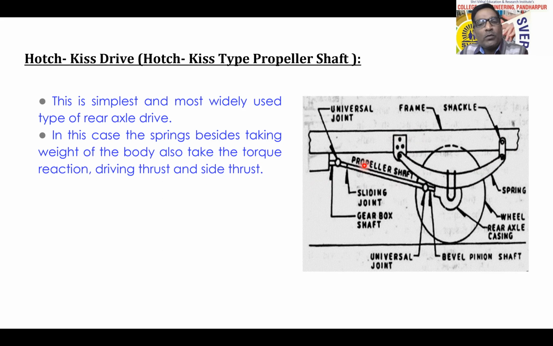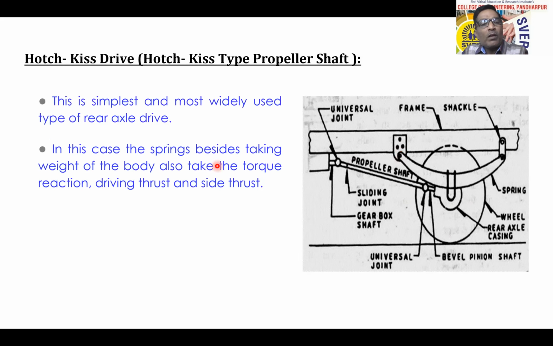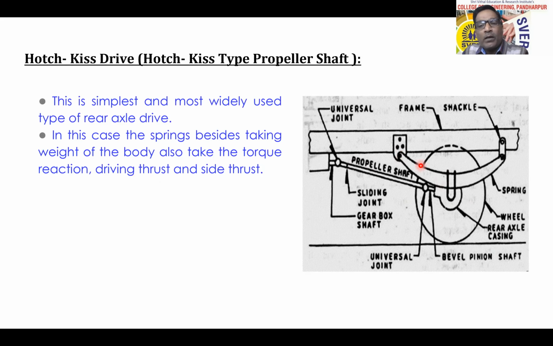So if we look at the two figures, this one is the first one, the Hotchkiss type, and this one is the torque tube drive. This is the simplest one. Here the function of the spring is to take the weight of the body, also sustain the torque reaction, also provide driving thrust, and also sustain the side thrust.